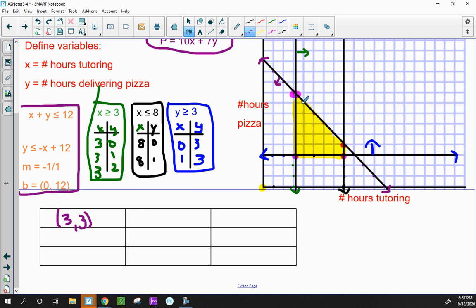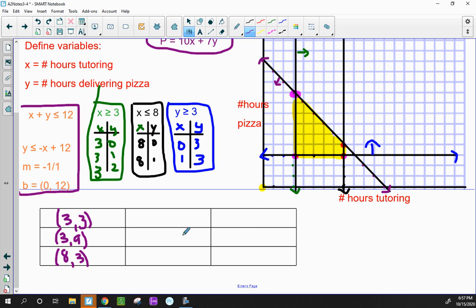Okay, next let's go with this one. I go 3 and then I go up 1, 2, 3, 4, 5, 6, 7, 8, 9. So 3, 9 is also a vertex for this problem. Next, let's try this one. That's 1, 2, 3, 4, 5, 6, 7, 8, and it looks like up 3. So 8, 3 is a third vertex.